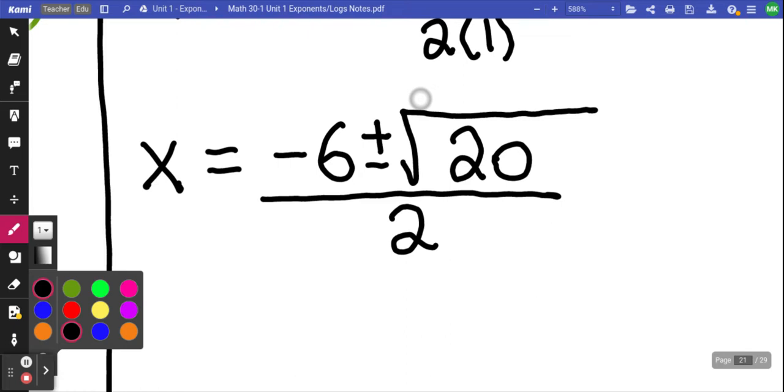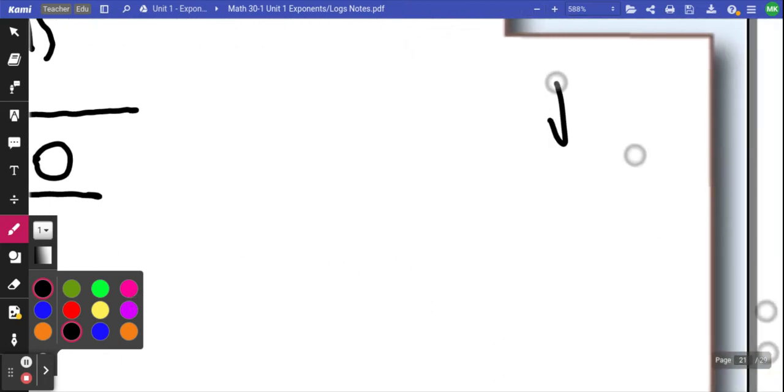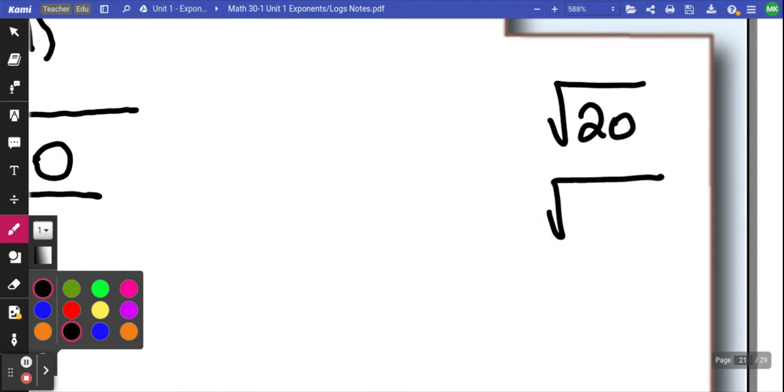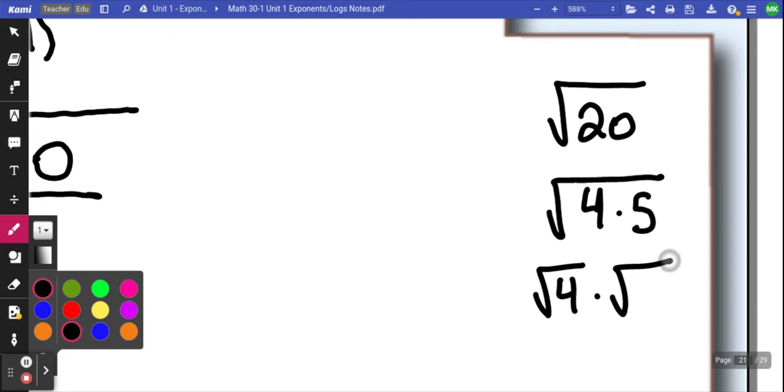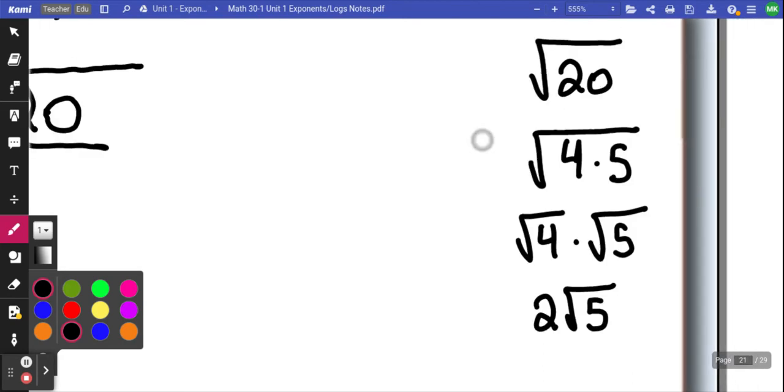Remember simplifying radicals. You would take a number. I'll do it over here. Root 20, and you would rewrite it as 4 times 5, which means it's root 4 times root 5, which means it's really 2 root 5. Throwback to Math 10, simplifying radicals. There's a good chance that you have to simplify radicals in your final answer on a test.